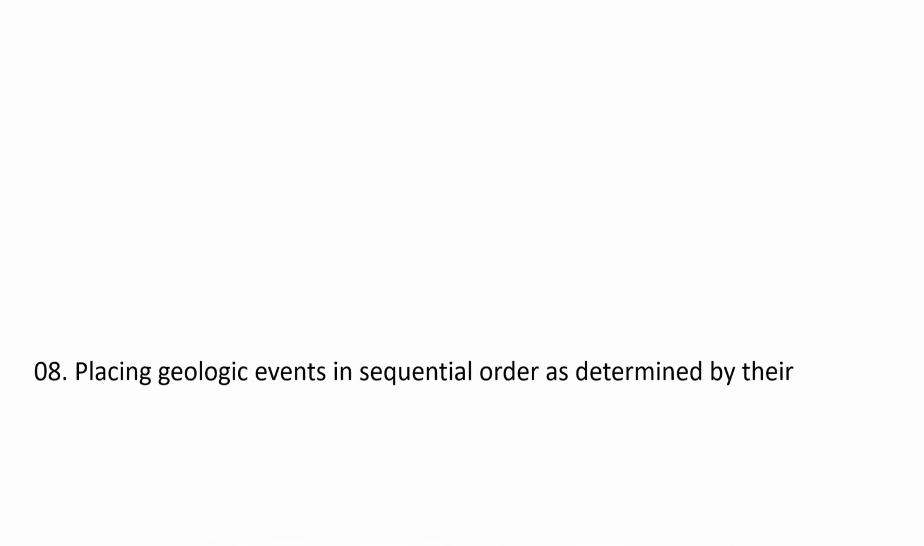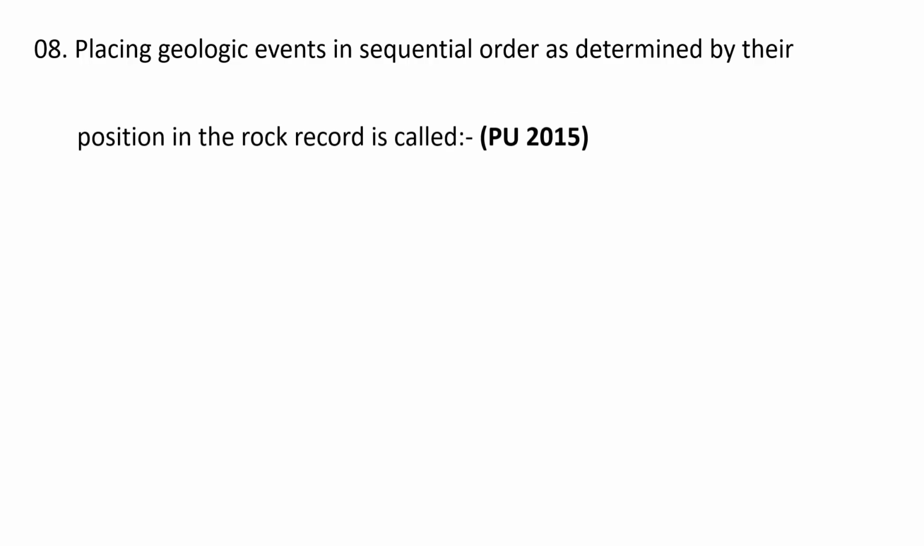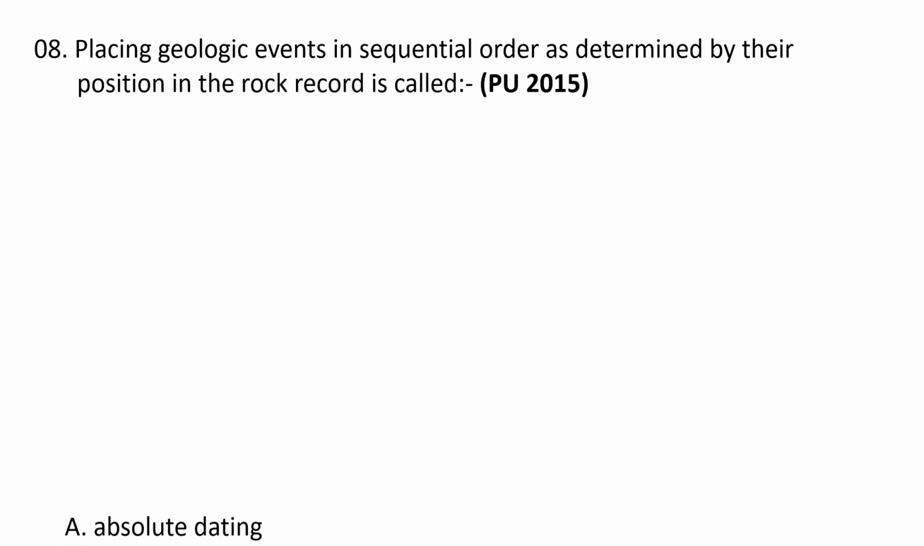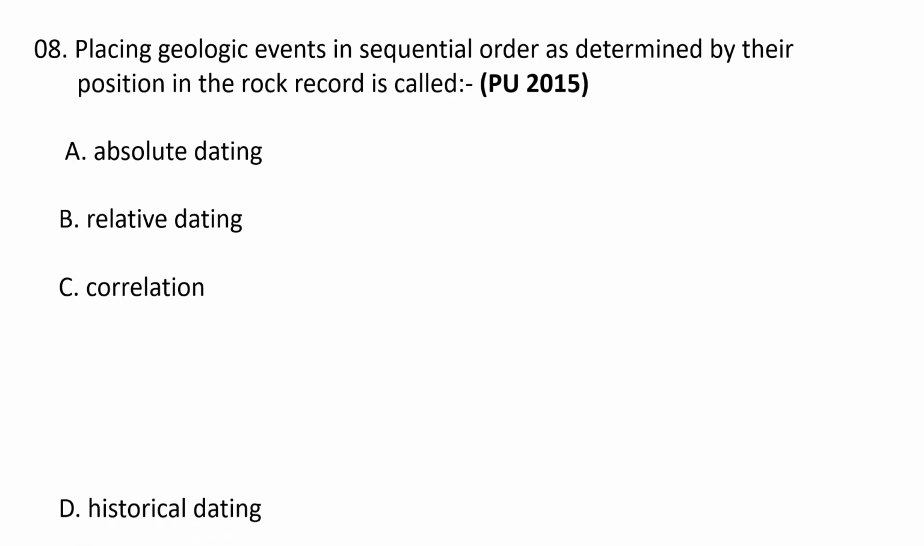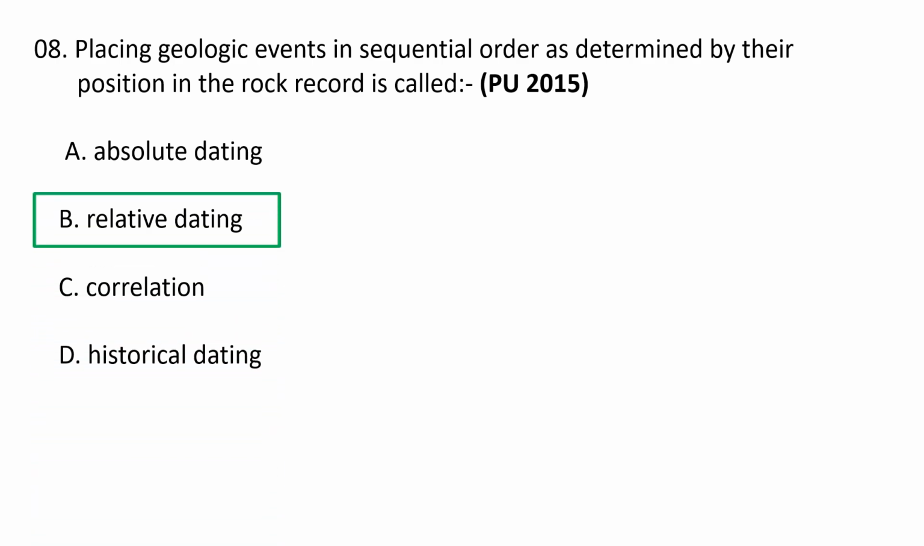Next question. Placing geological events in sequential order as determined by their position in the rock record is called A. Absolute dating, B. Relative dating, C. Correlation and D. Historical dating. So the correct option is B. Relative dating. Placing geological events in sequential order based on their position in the rock record is called relative dating, not absolute dating.